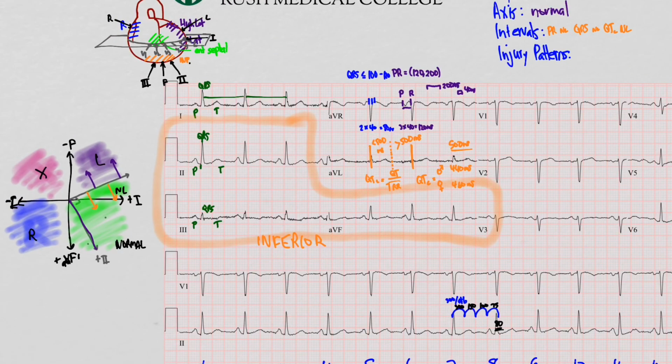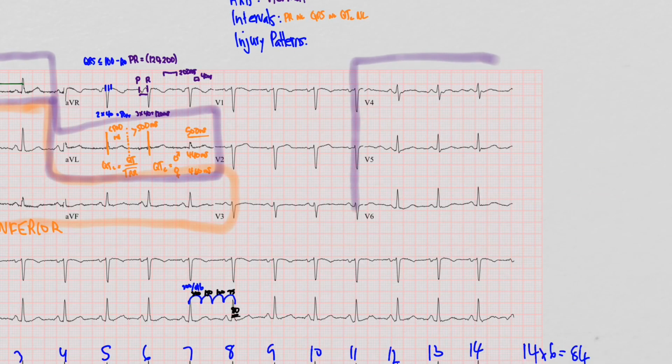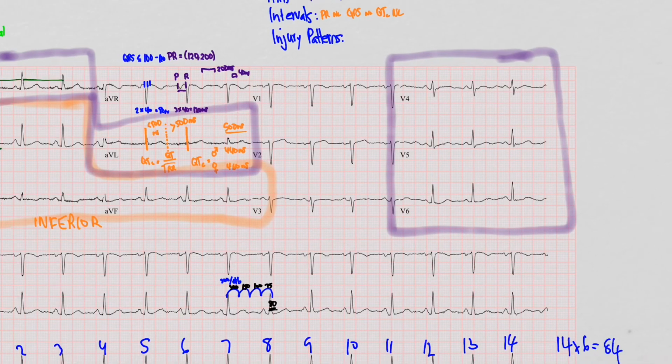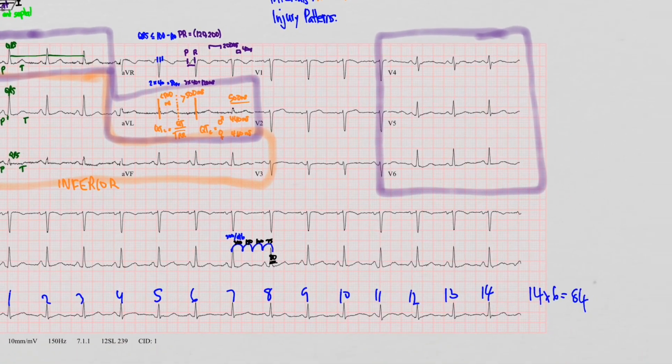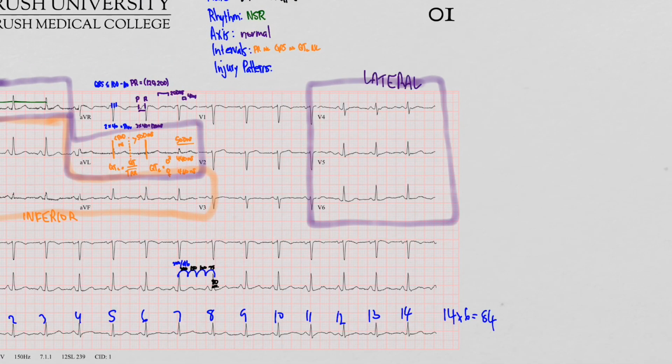Now, let's look at the high lateral leads, or actually just the lateral leads. These are the lateral leads here, 1 and L. Okay, but also we said that these are kind of lateral leads. I'm going to lump them all together. I'm going to make some approximations here, so we're not going to lose some of the detail here. So these I'm going to call the lateral leads, and then that leaves these in the center, which we're going to call the anteroseptal leads.